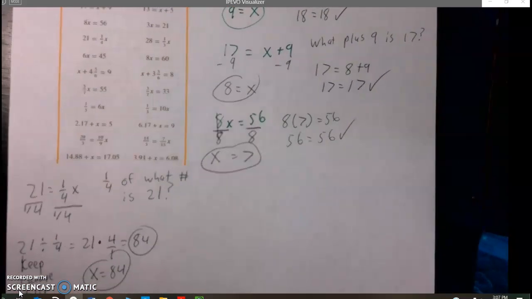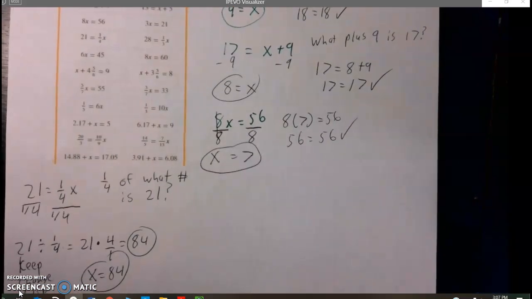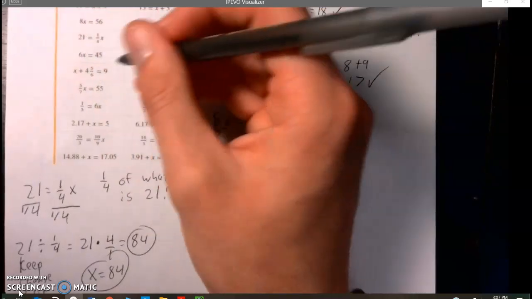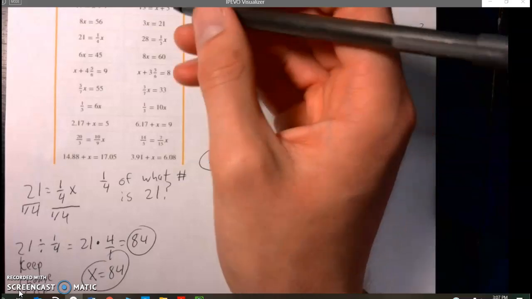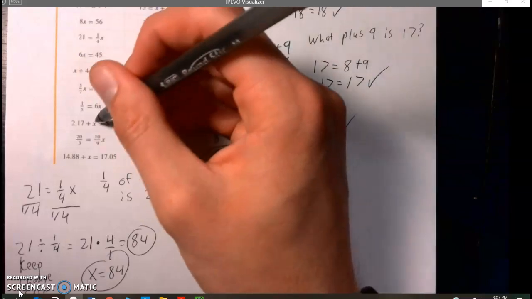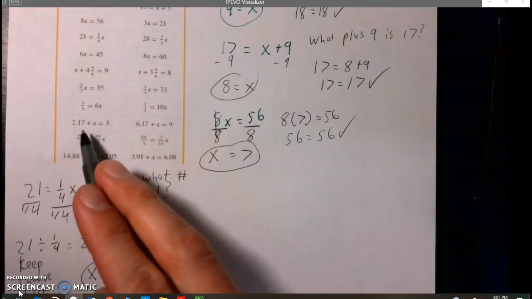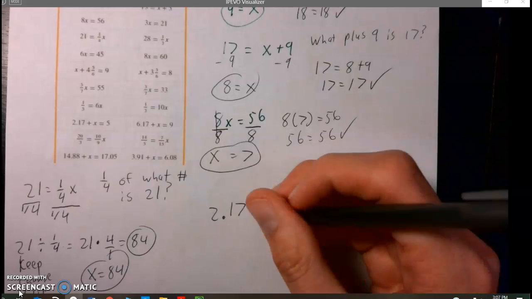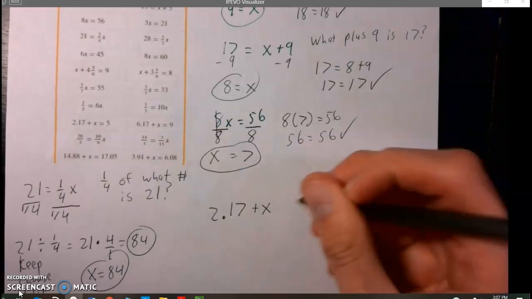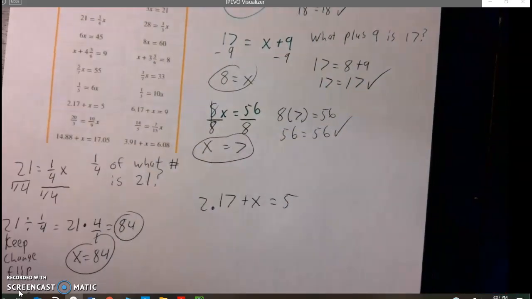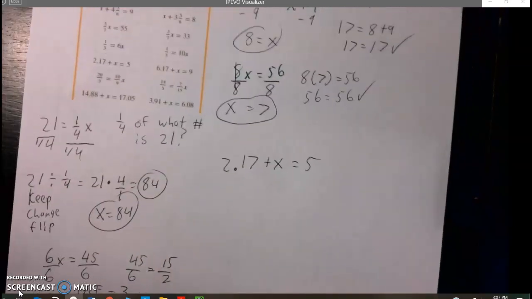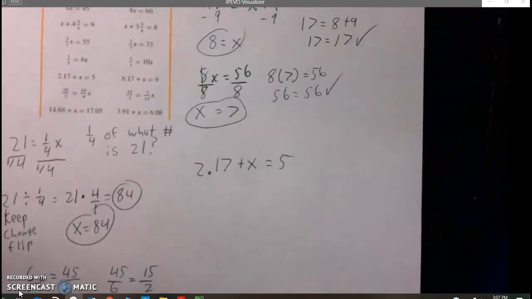Let's see what else we have. I'm going to skip these ones with the mixed numbers here, and we're going to jump down to, let's work on some decimal problems, okay? So let's work on 2 17/100 plus x equals 5. So 2 17/100 plus what is 5? So once again, we're going to have to use our inverse operations to solve.